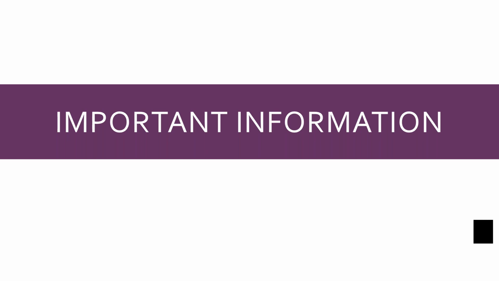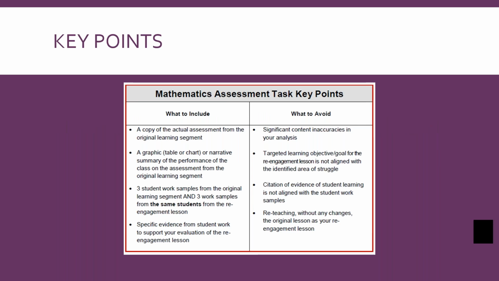So here's some important information. Key points for task 4. We do need to include a copy of the actual assessment from the original learning segment. Remember, this is our task 4 mathematics learning segment of 3 to 5 lessons that is taught by you or the teacher. You'll need a graphic, a table or chart. It says or narrative, but I would suggest you include a graphic and a narrative summary of the performance of the class on the assessment from the original learning segment.